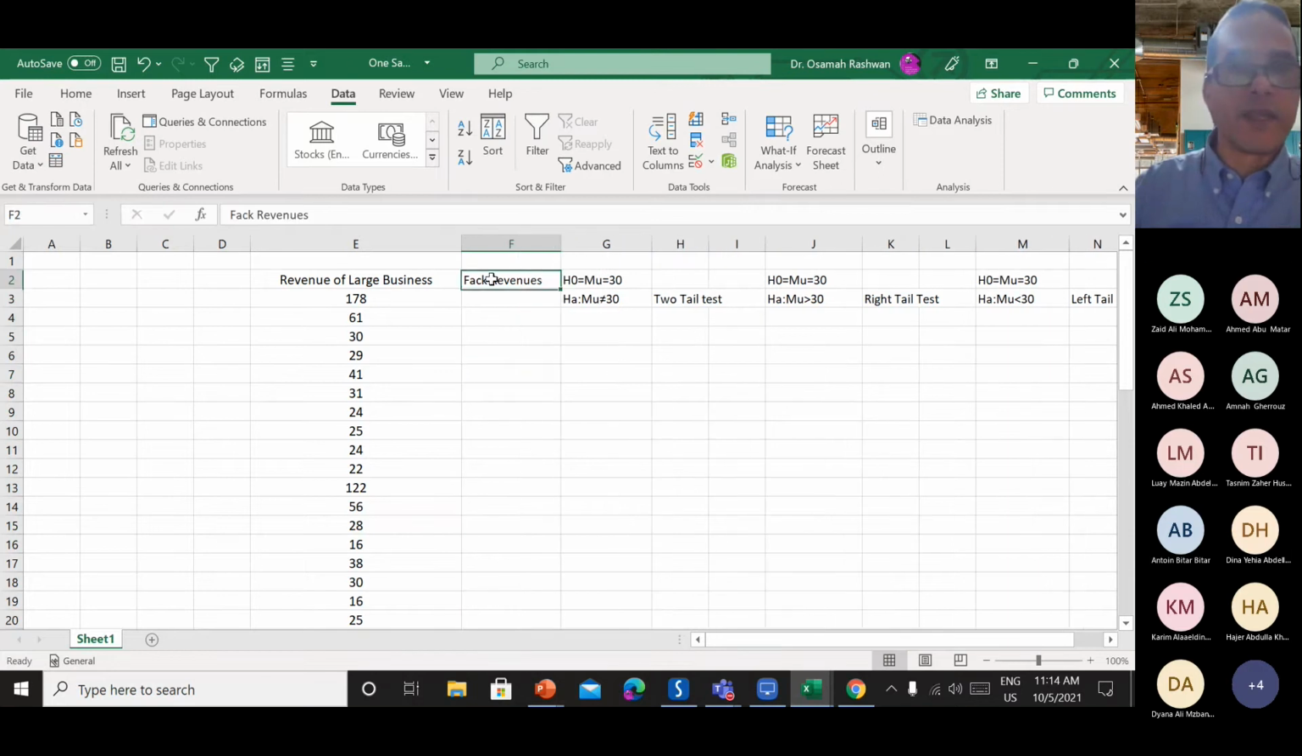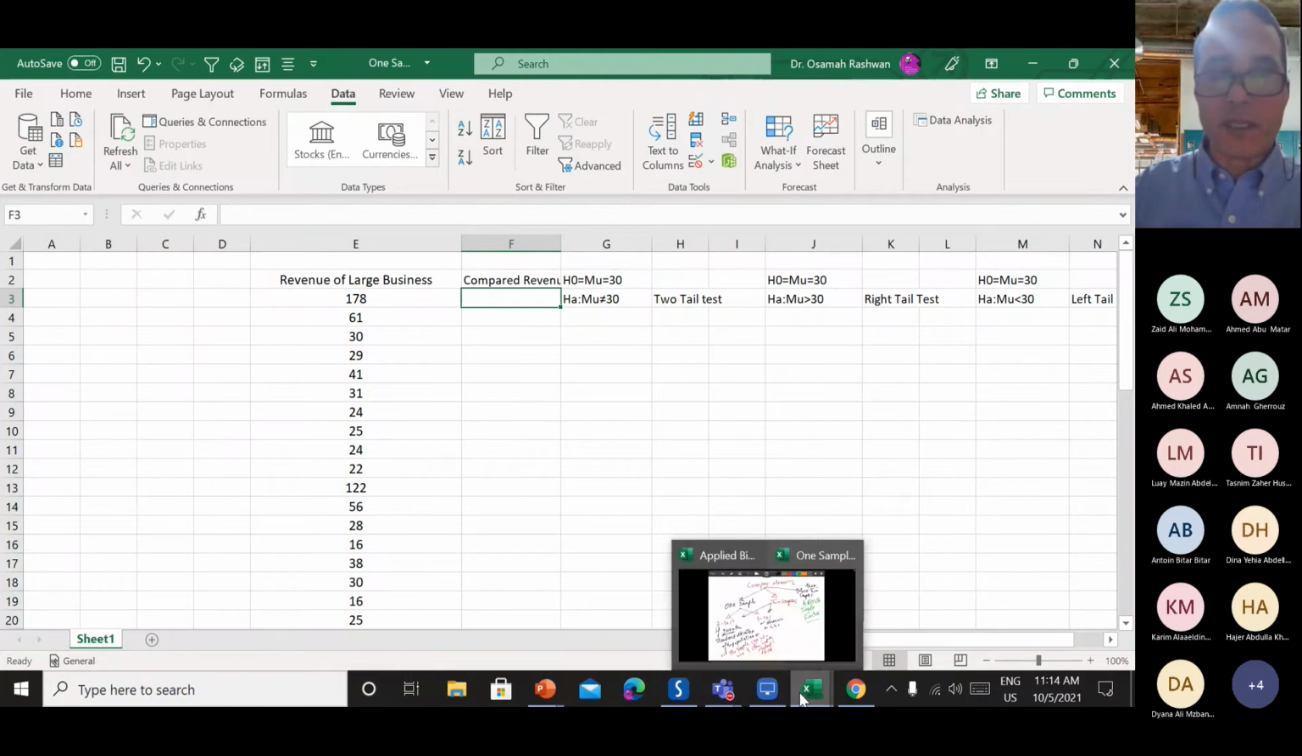It's not like fake this one, we call it compared revenue. Compared. So he would like to compare it with what? This revenue.